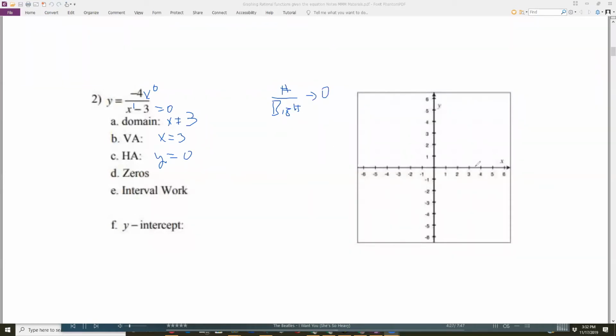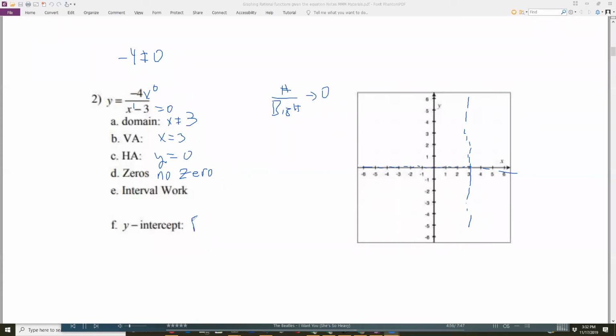So let's see, let's do a little bit of graphing here. x equals 3 is the vertical asymptote. Nice vertical line. And then I know there's a horizontal asymptote right here on the x-axis. How about zeros? Well, -4 will never be equal to 0, so that tells me there's no zeros. It'll never cross the x-axis.